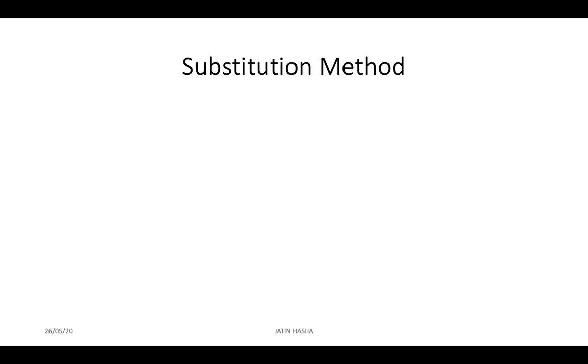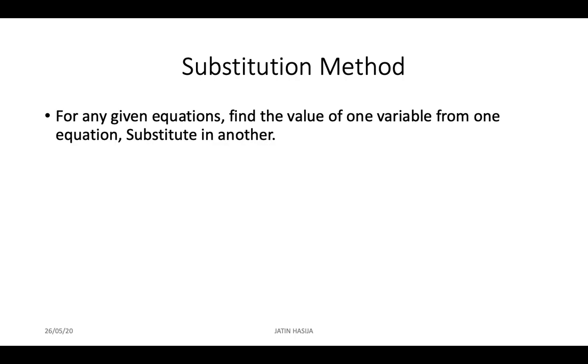Now, for the substitution method, what we have to do is find the value of one variable from any one equation, and then substitute the same into the other. For example, I have taken one equation ax plus by is equal to c, and the other equation px plus qy is equal to z. Now my aim is to find the value of x and y from both the equations.